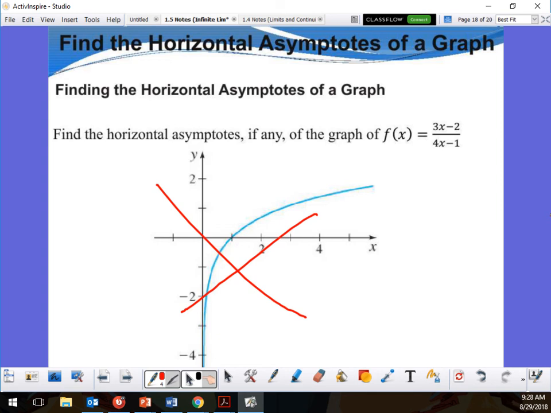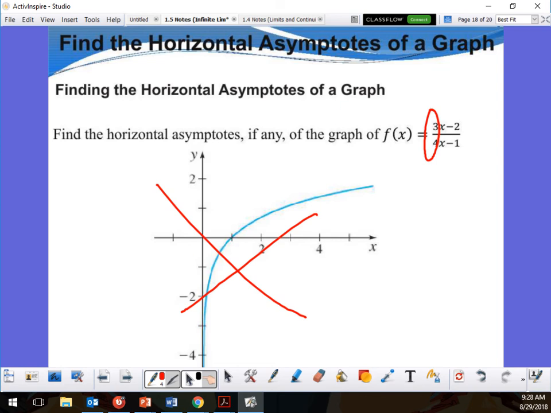Is the degree the same, right? And then you take the leading coefficients. So it should be 3 over 4, right? Okay, 3 over 4. Can I actually test that one? Can I test it? We just put it in the calculator, didn't we?